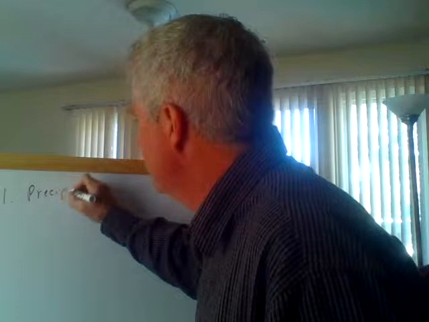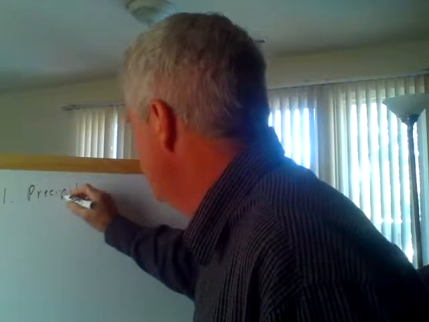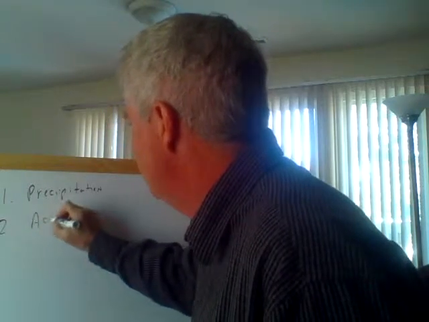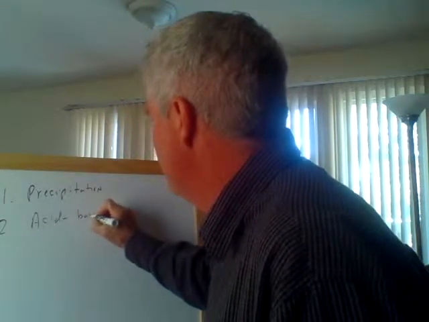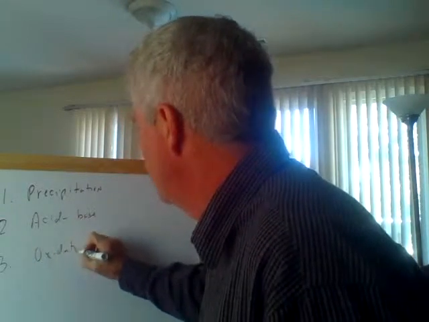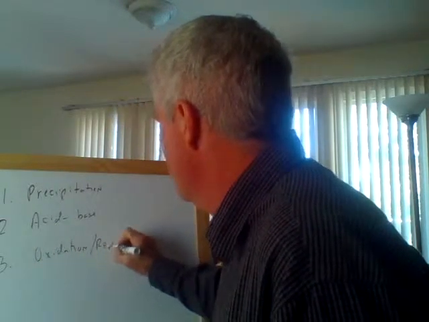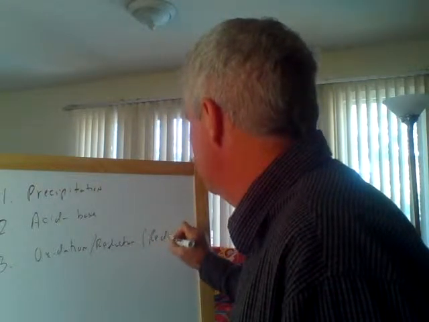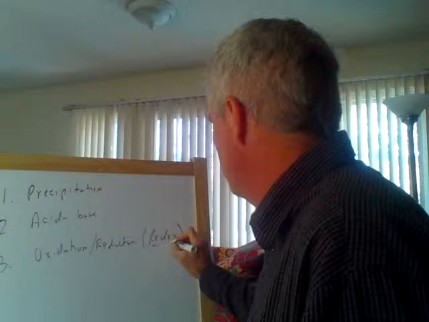Precipitation reactions. Precipitation. Okay. Acid-base. And oxidation reduction, also abbreviated as redox, which is reduction oxidation, kind of a shorthand.